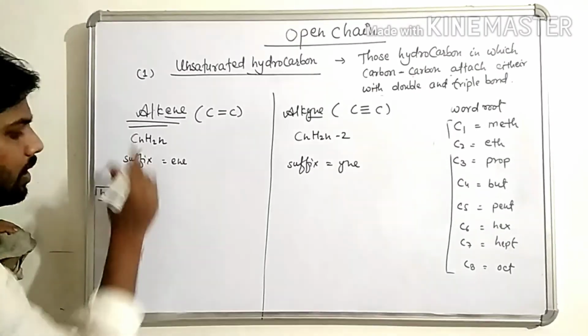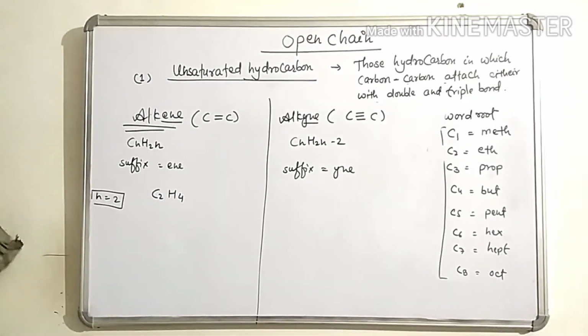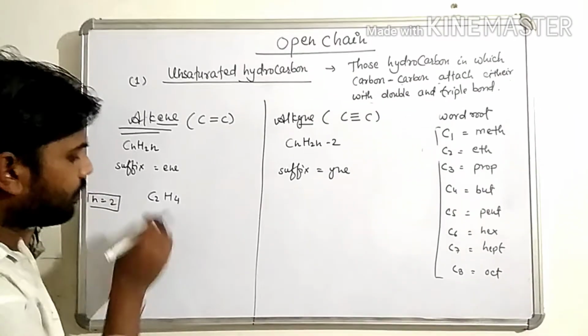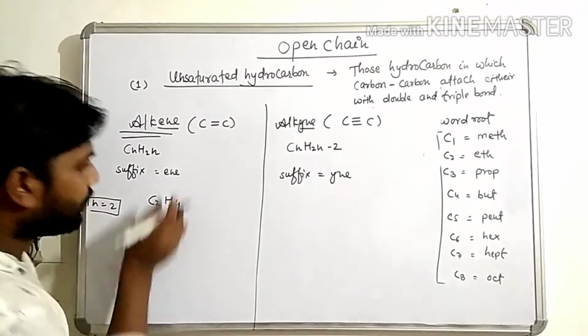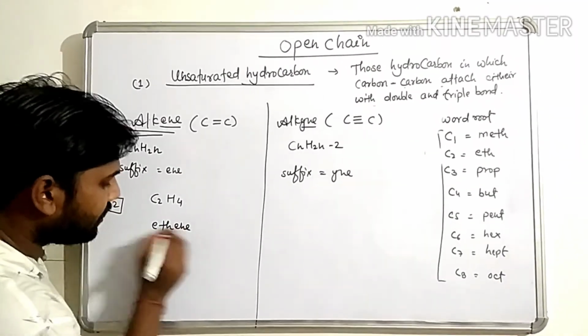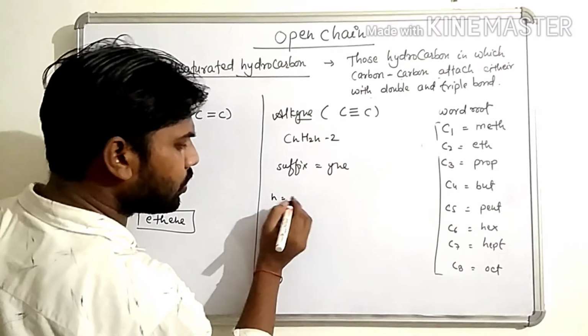Now when n is equal to 2, we will get the formula C2H4. Now write its name, children. C2 carbon 2 is eth, suffix is ene, so ethene. Clear, children?